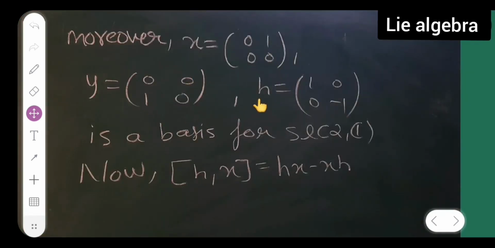So that's what I have done over here, okay? X is equal to [[0,1],[0,0]], Y is equal to [[0,0],[1,0]], H is [[1,0],[0,-1]], which is a basis for SL(2, C), okay? Now, what is my [H, X]? It is equal to HX minus XH.